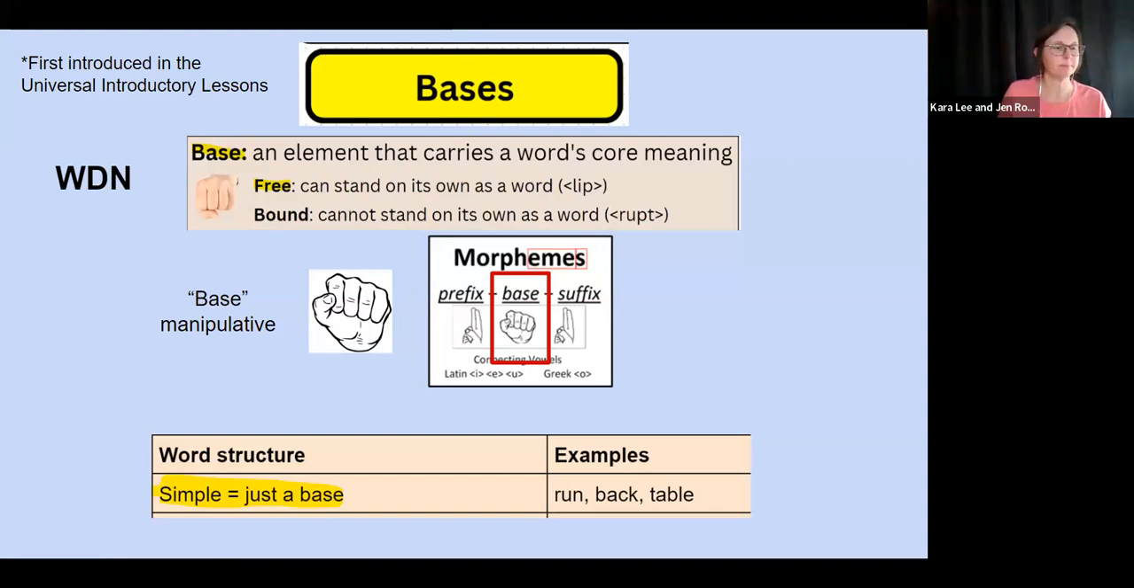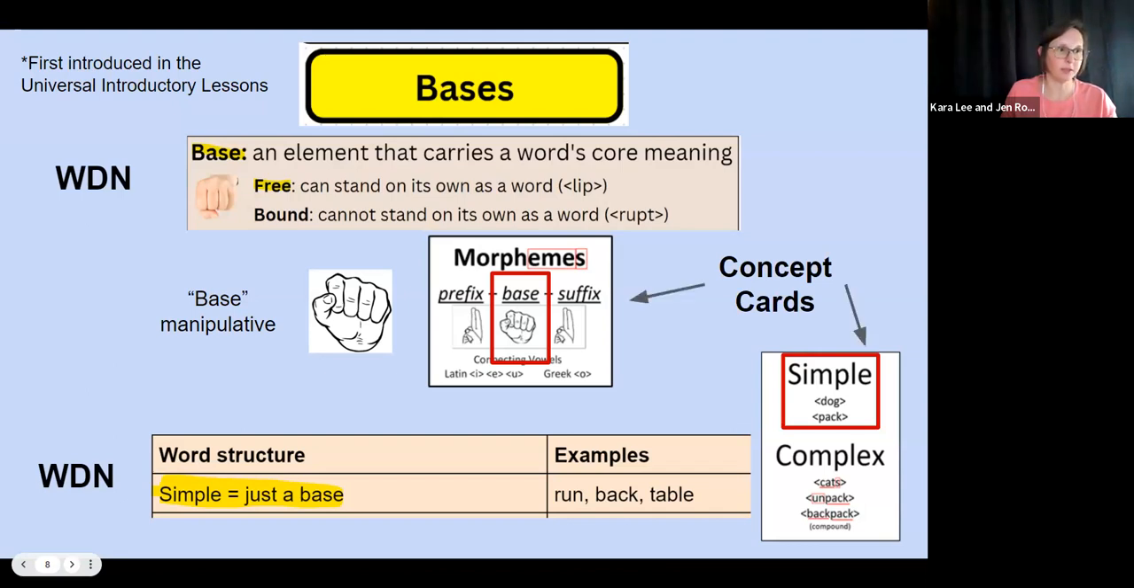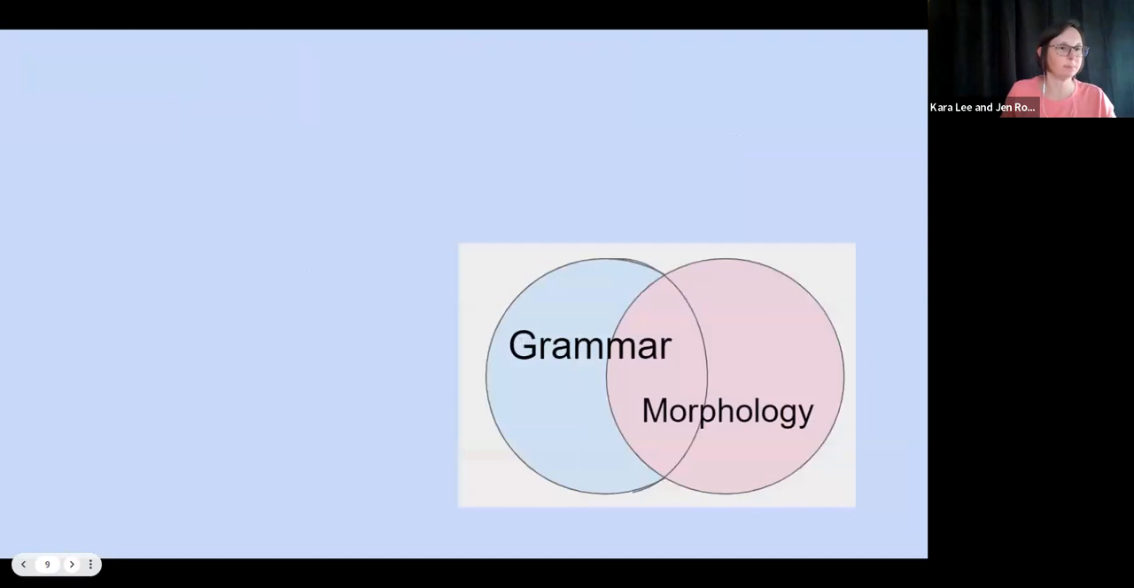Okay, so just again, for your information, when you are going to be talking to your student about bases, this is what you cover at first to establish this very important concept. That was from the Word Detective Notebook, and you also have a concept card with simple and complex on it. So lots of different ways to review these ideas with your student.